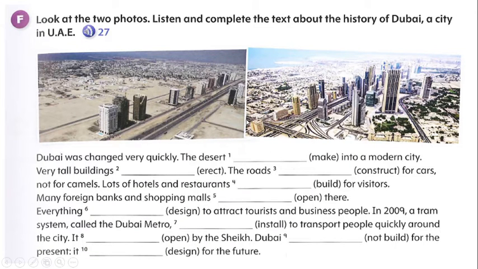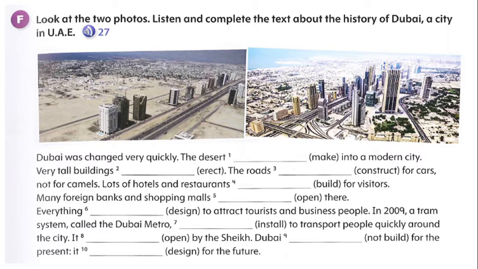Look at the two photos. Listen, complete the text about the history of Dubai, a city. Okay, now I have an idea here. Page 65. F. Listen and fill in the blanks.